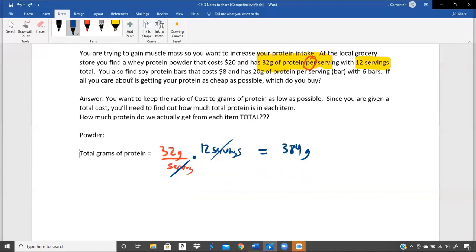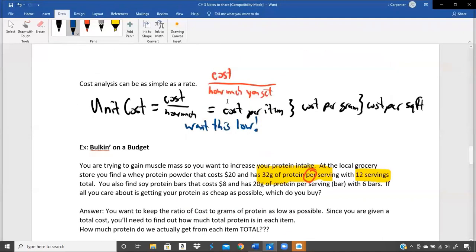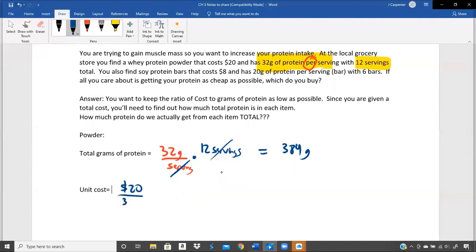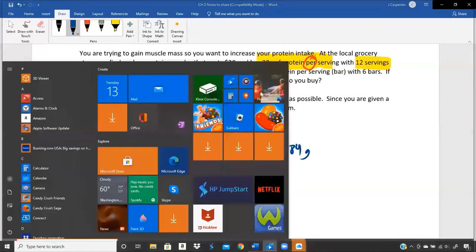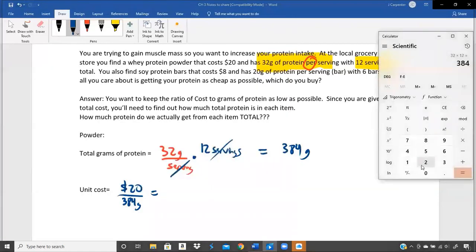Okay, so then the unit cost is equal to, we take the total cost, which is the $20. We divide it by, where is it, how much we have, which is 384 grams of protein. So we take 20 and divide by 384. 20 divided by 384. And we get 0.052 and so on.